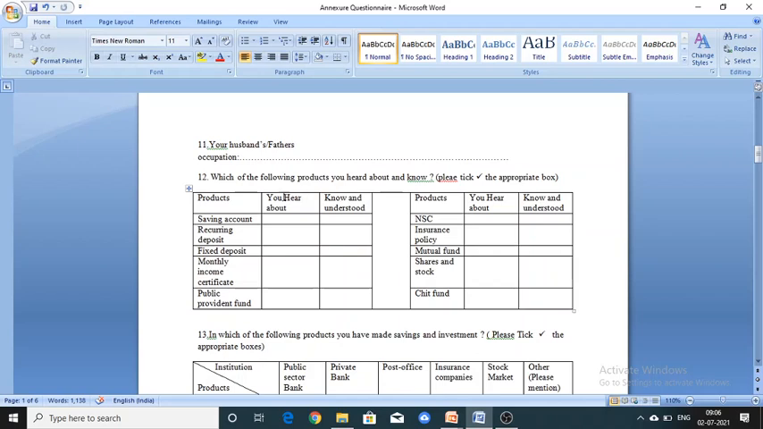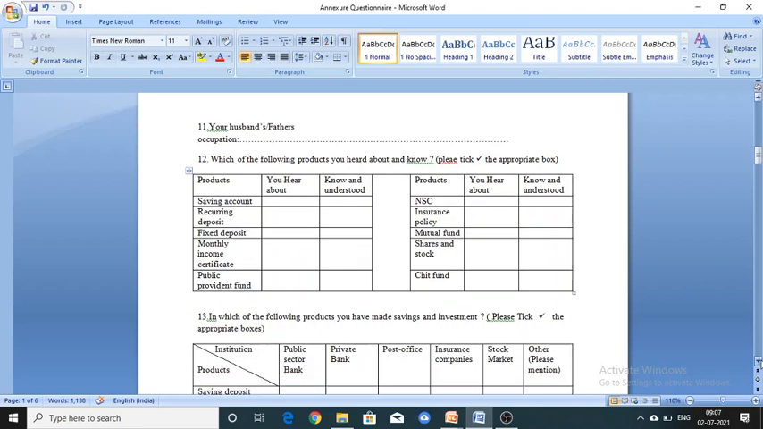Now here you see: which of the following products you heard about and know. Heard about and know. I have discussed double-barrelled questions. Though there are two questions, you heard about and you know, while framing the question I have given two columns. A tick is given in one column if the person has only heard about the product, and if they have heard about it and also know and understand the product, the tick will appear in both columns.